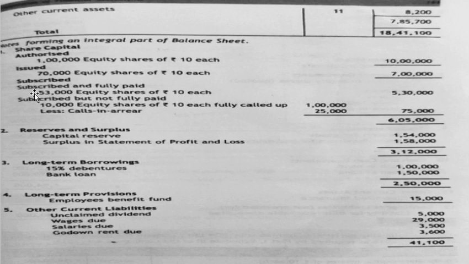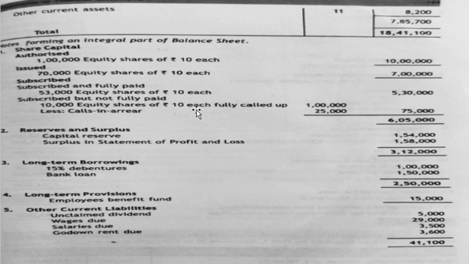So the total subscribed is 63,000. In that 63,000, 10,000 is our calls in arrears, in the sense of not fully paid. So we will divide it: the actual subscribed and fully paid is 53,000, and subscribed but not fully paid is 10,000. So 53,000 equity shares of rupees 10 each will give you 5,30,000. Subscribed but not fully paid, 10,000 equity shares of rupees 10 each, will give you 1 lakh.